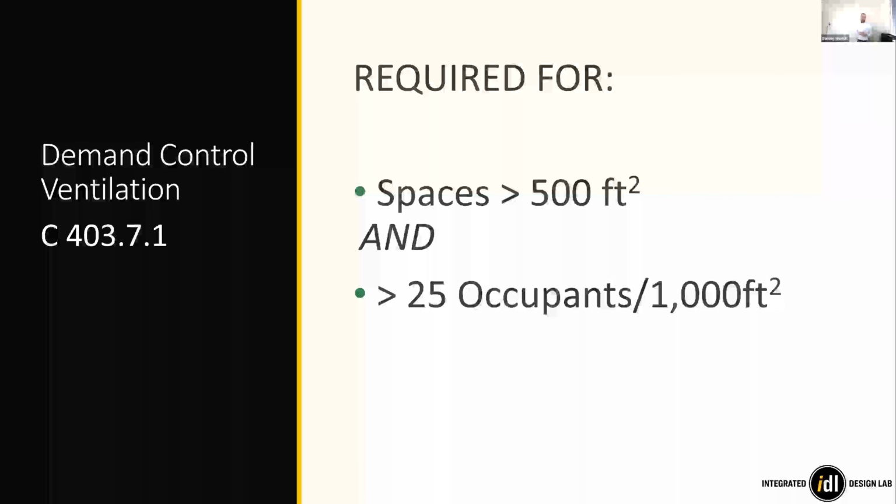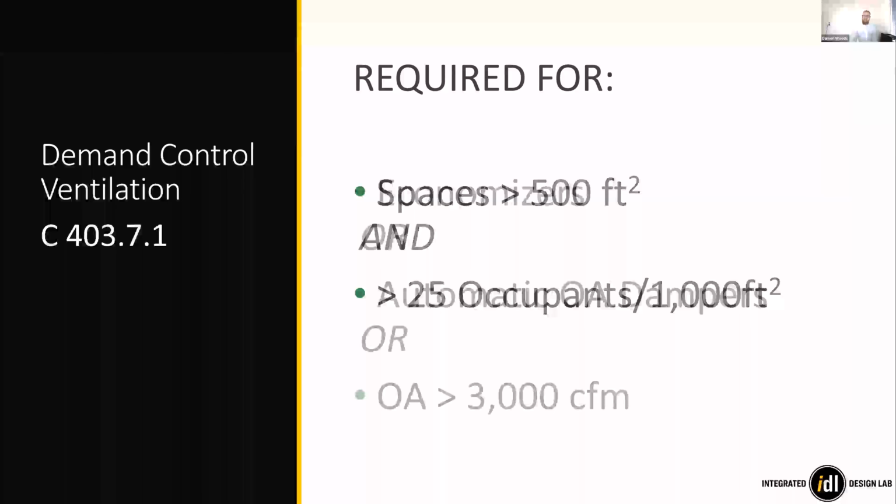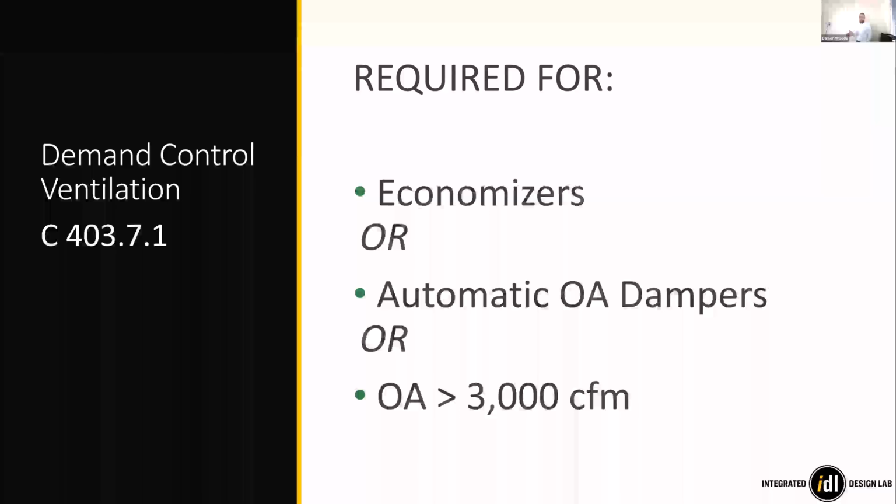But it's only if your space is greater than 500 square feet for that zone, and if you have more than 25 occupants per 1,000 square feet. So if you've got a huge warehouse and there's not many occupants, you don't have to worry about it. Or if it's just one small zone that's less than 500 square feet, then you don't have to worry about demand control. But if that's not the case, you've got a larger space and it's got a lot of occupants, a classroom, for example.